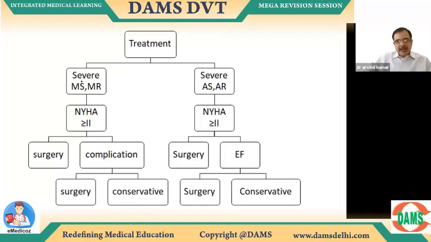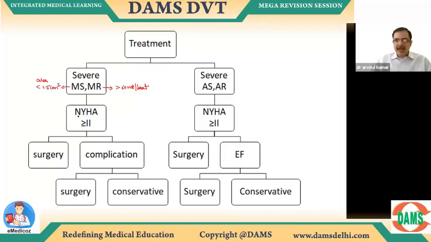Now, if we look at the mitral valve lesions, severe MS and MR. What is the meaning of severe MS and MR? It is based on echocardiography. Severe MS is a mitral valve area of less than 1.5 centimeter square, while severe MR is a regurgitant jet going into the left atrium of more than 60 ml per beat. This is a severe MR.